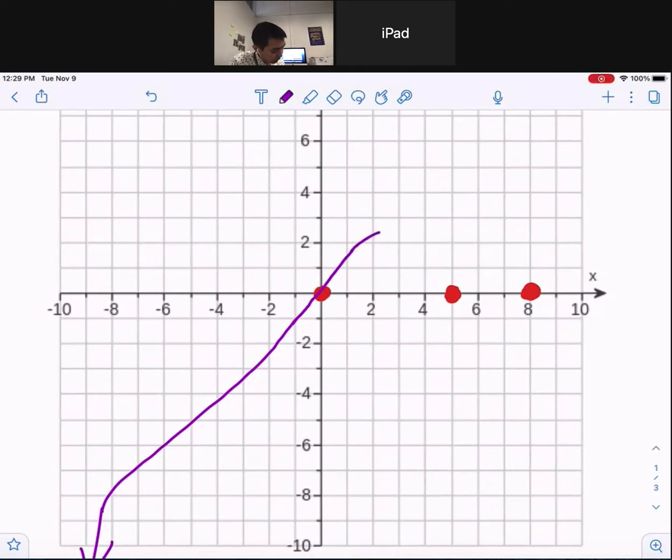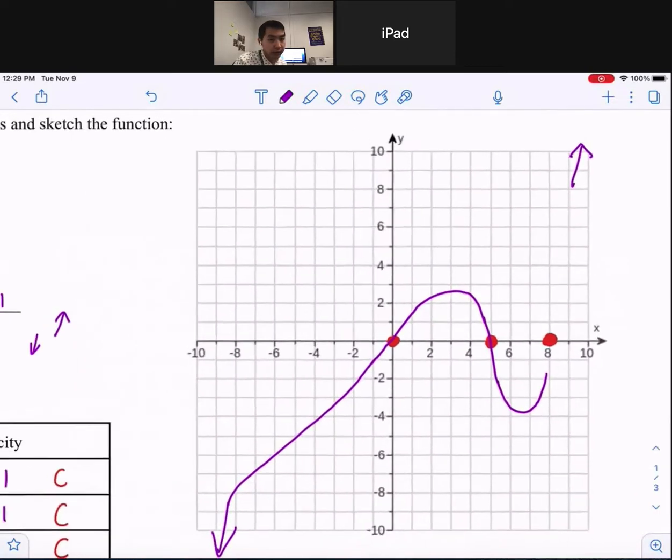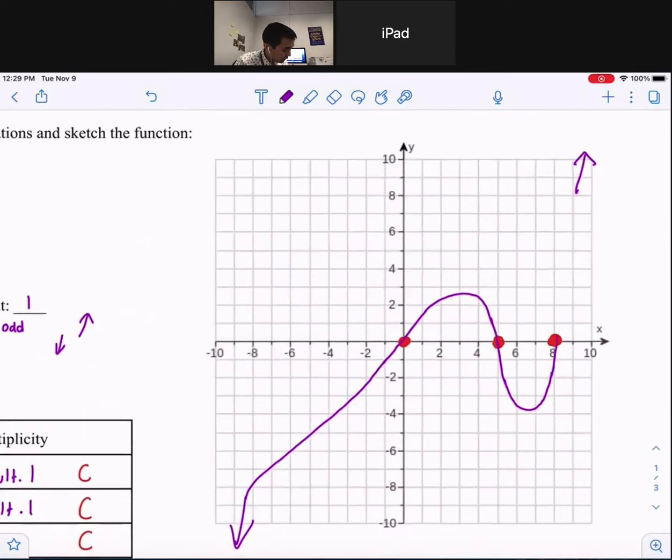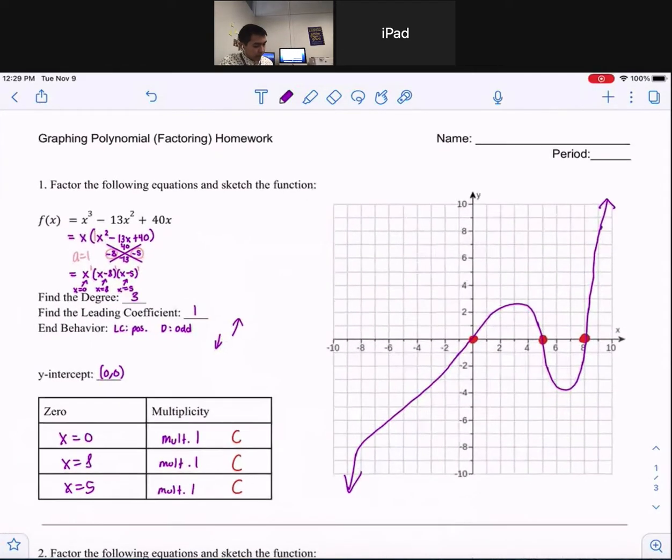Now you have to turn it to approach the next zero. At this one, it's also going to cross, so you just go right through it. And then lastly, we have to curve it so that it approaches the 8, 0. And then that just goes right through that for a cross. So there's your graph for number 1.